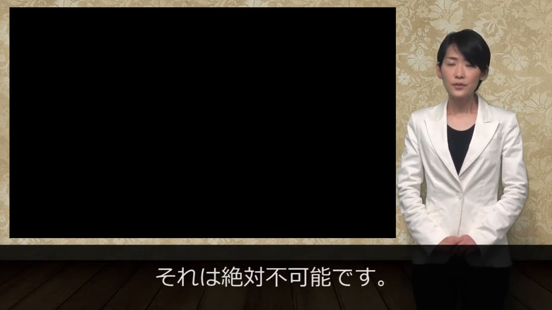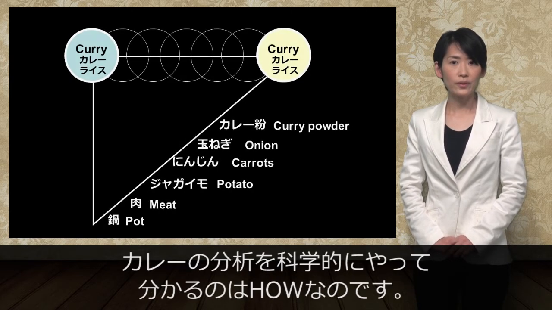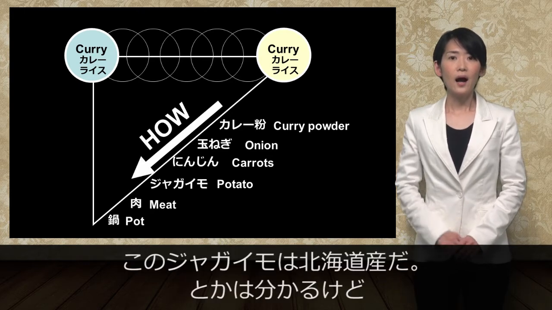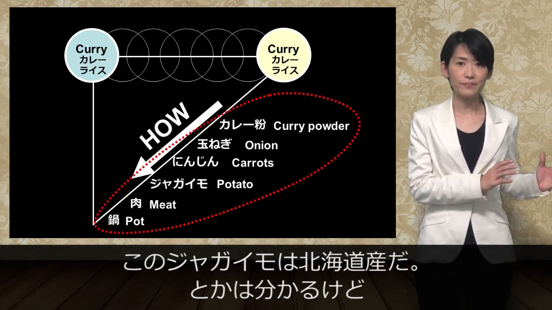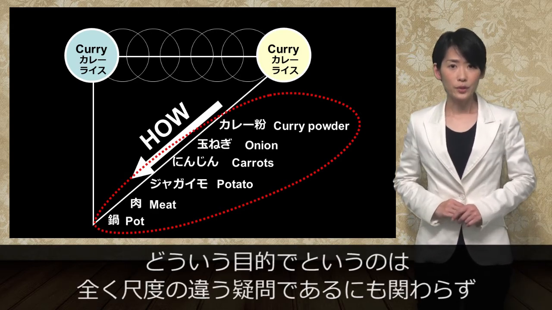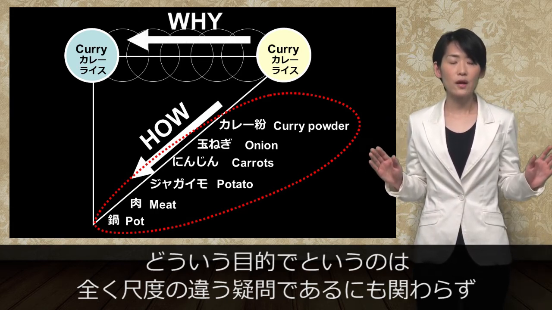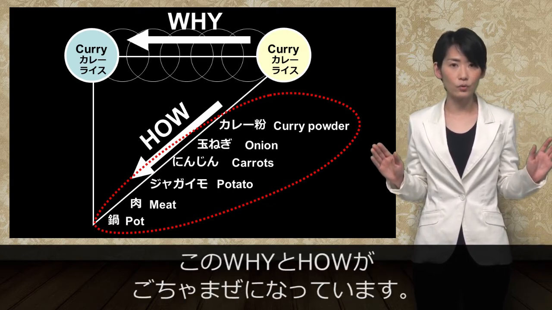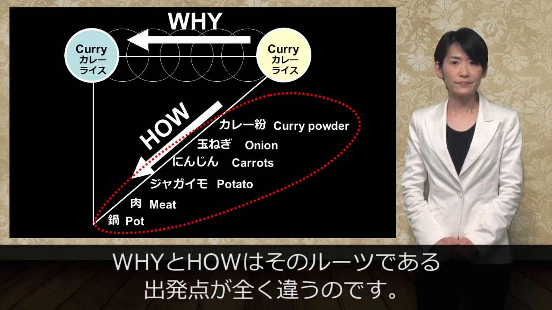This is absolutely impossible, because it is only a scientific analysis of the curry. I understand that this potato is produced in Hokkaido, but for what purpose? This why and how are confused even though they are questions of a completely different scale. Why and how have quite different roots and starting points.